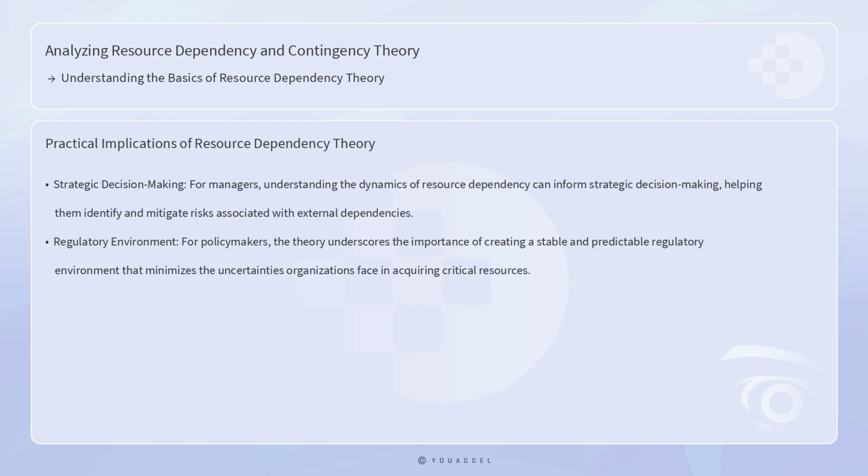Resource dependency theory also has practical implications for managers and policymakers. For managers, understanding the dynamics of resource dependency can inform strategic decision-making, helping them identify and mitigate risks associated with external dependencies. For policymakers, the theory underscores the importance of creating a stable and predictable regulatory environment that minimizes the uncertainties organizations face in acquiring critical resources.